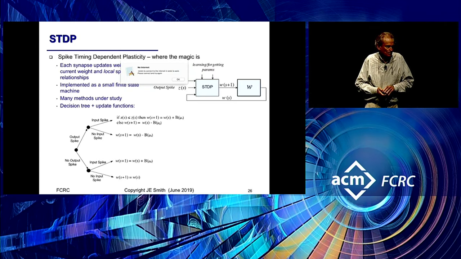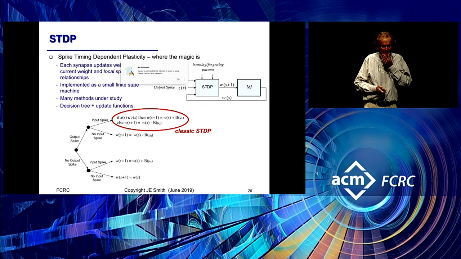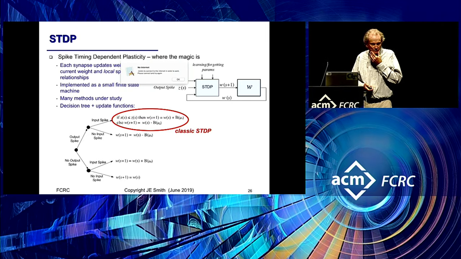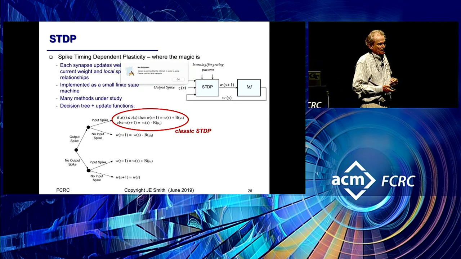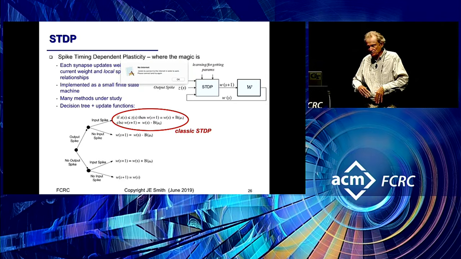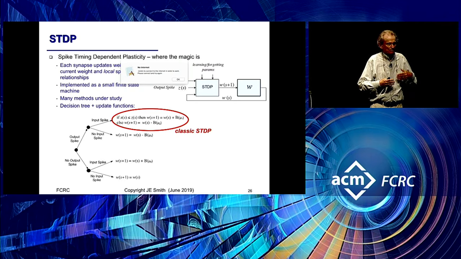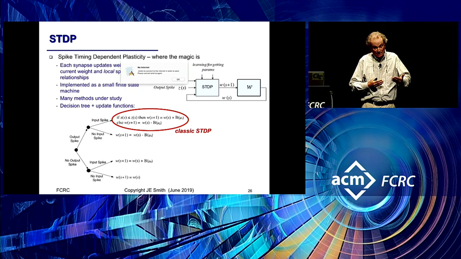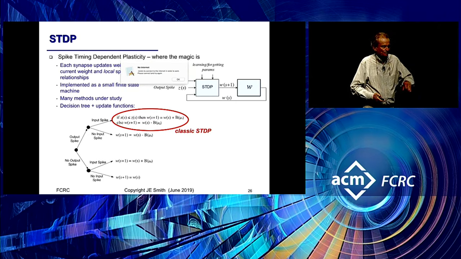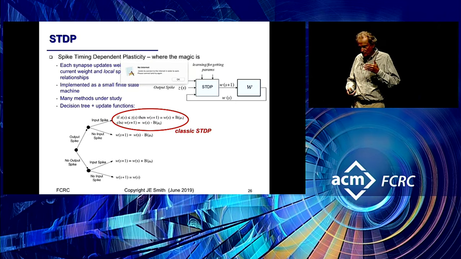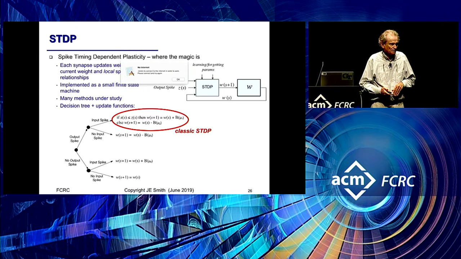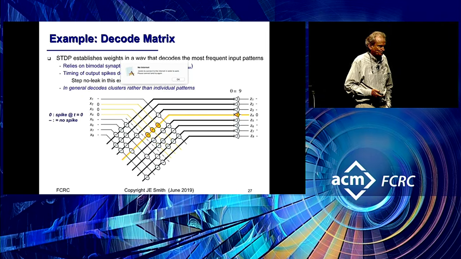When you read the textbooks or the papers, everyone focuses on the case where there's both an input and an output. If the input precedes the output, you increase the weight. If the input comes after the output, it had nothing to do with the output, so you decrease the weight. Everyone focuses on this. But these other leaves are vitally important. It's these other leaves, actually, that make or break the paradigm.